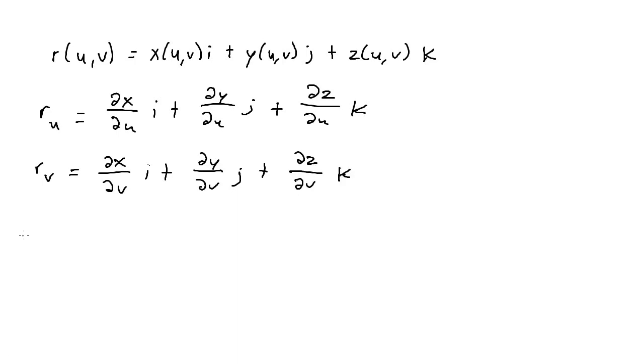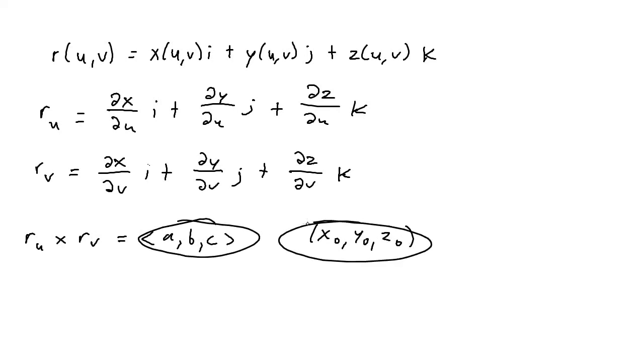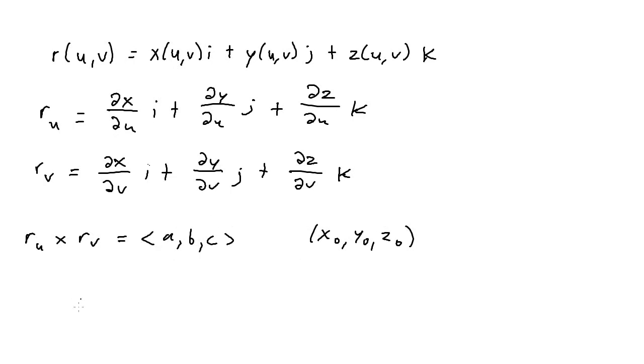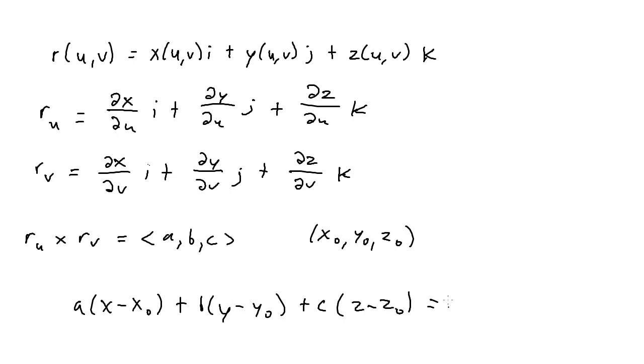And now the next step is to take the cross product of r sub u and r sub v. The result of the cross product will give us a normal vector which has the components a, b, and c. And let's say we are also given a specific point. Let's just call it x naught, comma y naught, comma z naught. So given a normal vector and a specific point, we can write the equation of a plane. Once again, that's going to be a times x minus x naught plus b times y minus y naught, and then plus c times z minus z naught equals 0. And that's how we find the equation of the tangent plane.